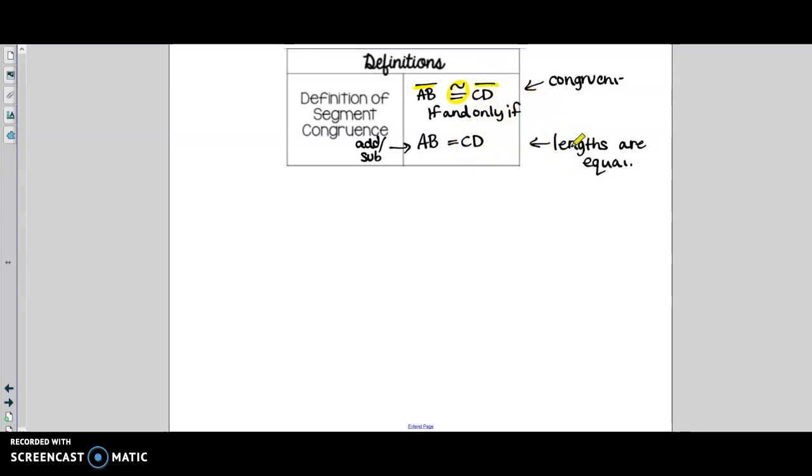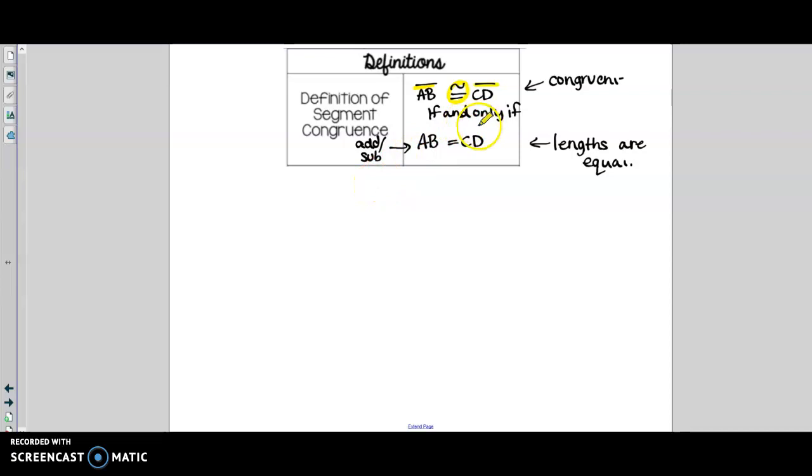This is really important, and we'll use this often because when we want to do addition and subtraction with segments, in order to do that, you have to have equality. We cannot do addition and subtraction with congruence. So this is a tool that we use to convert back and forth between congruence and equality. Right? So this is very useful. You will need to use it a lot.